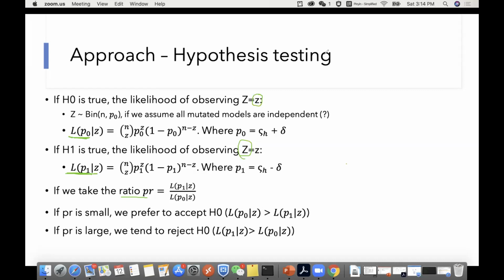Okay, so we just try the frequency, right? We just count the frequency.